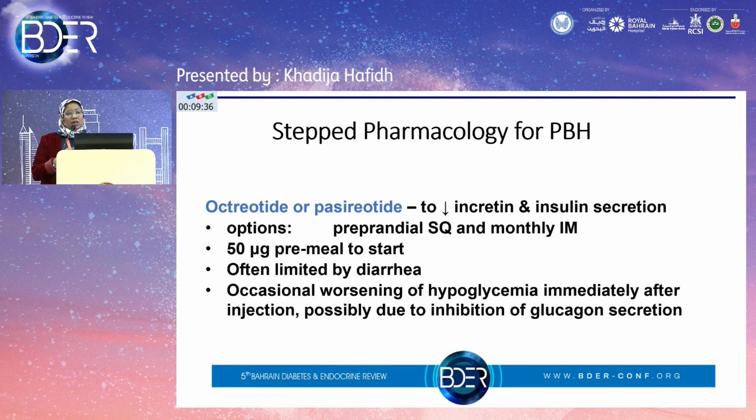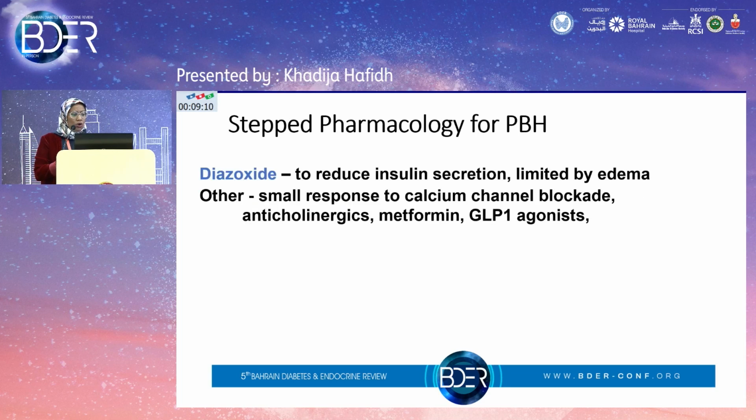These can be taken either subcutaneously or intramuscularly. Usually start with low doses before the start of the meal. However, patients may be limited to taking these drugs because of the other side effect of diarrhea. And occasionally, there may be worsening of the hypoglycemia immediately after taking the injection, possibly because of the inhibition of glucagon secretion.